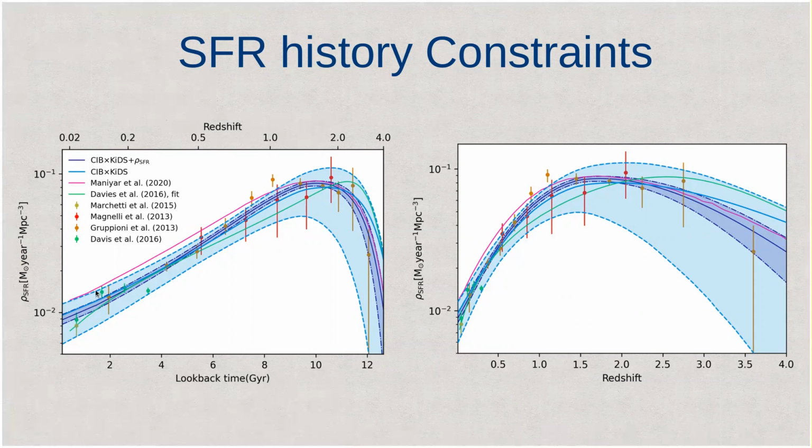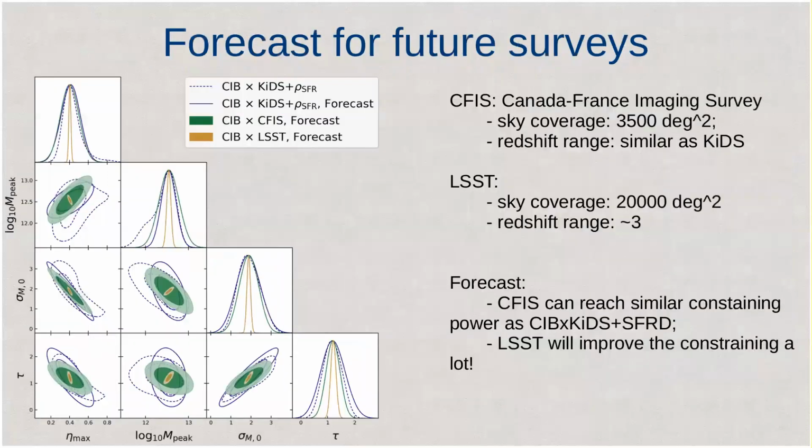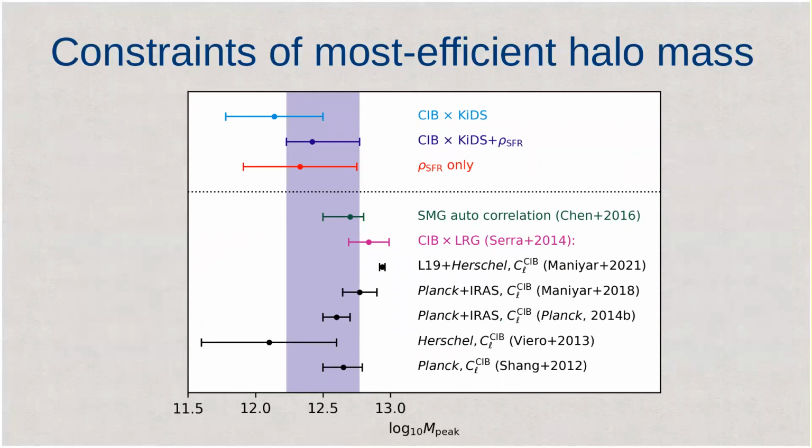The error bar is relatively big because the sky coverage of KiDS is pretty small, only 1%. So this can be improved with future studies. Anyway, from the constraint we can also study a very interesting parameter, the peak mass, and we make a comparison with previous studies on the same parameter and get a consistent result, which is around 10^12 solar masses. That gives you the most efficient star forming rate.